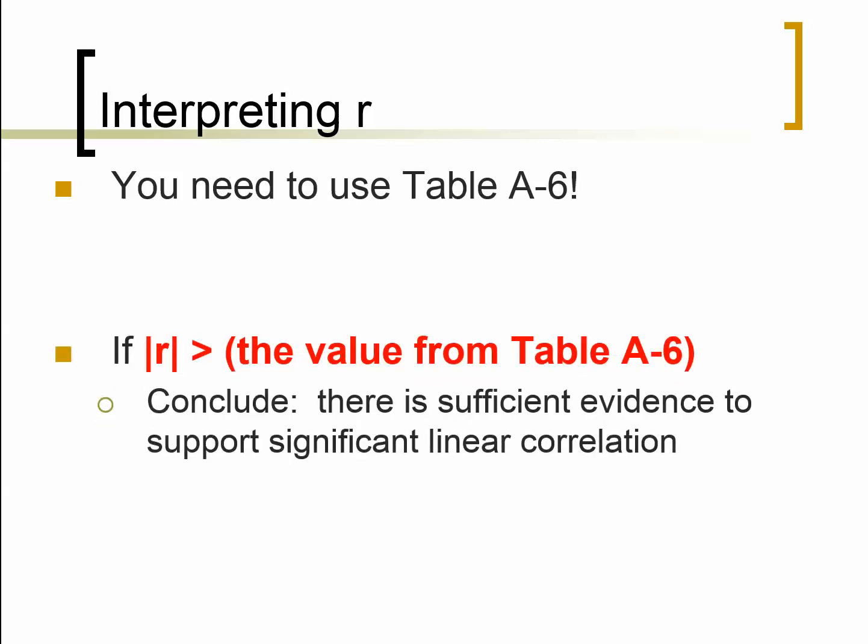If the absolute value of R is greater than the value that we look up in Table A6, we can conclude there is sufficient evidence to support significant linear correlation. So when our R is negative, we always want to look at the positive sign of that. That's what the absolute value does. And we're going to compare it to the critical value that we get from Table A6. If R is greater than the critical value, there is linear correlation.